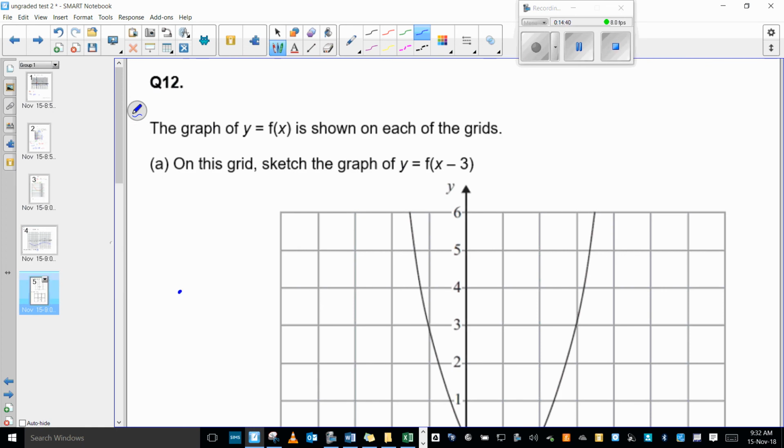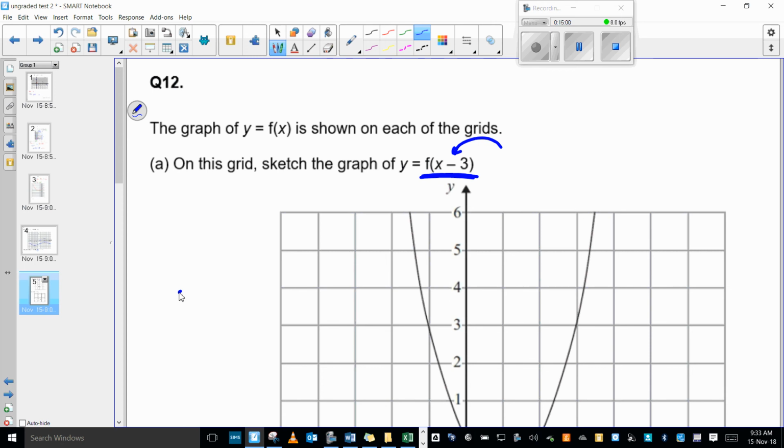Right, so here's a function. We don't know what the function is. We need to sketch y equals f of x minus 3. This time a number is inside the brackets. When it's inside the bracket, what happens to the graph? Lots of people got this right. It shifts horizontally. In which direction are we going to go when it's subtract 3, Jamie?